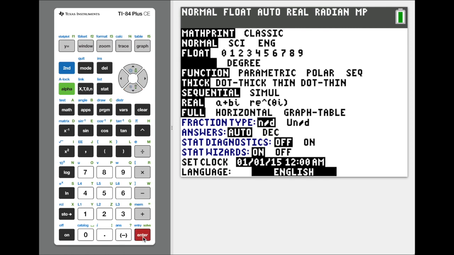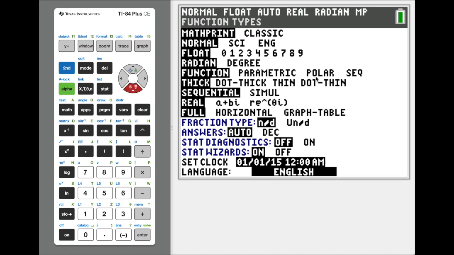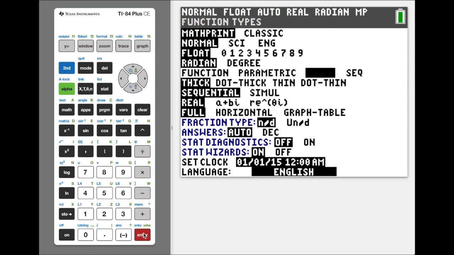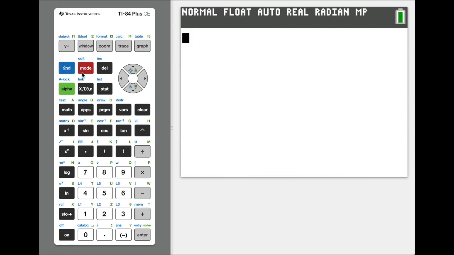And then the most important part here is the next line down, which has function, parametric, polar, and sequence. And we want to make sure that that mode is on polar. So here we are going over to polar. I hit enter, and now I can quit out of this part. All right, so now we are ready to graph.